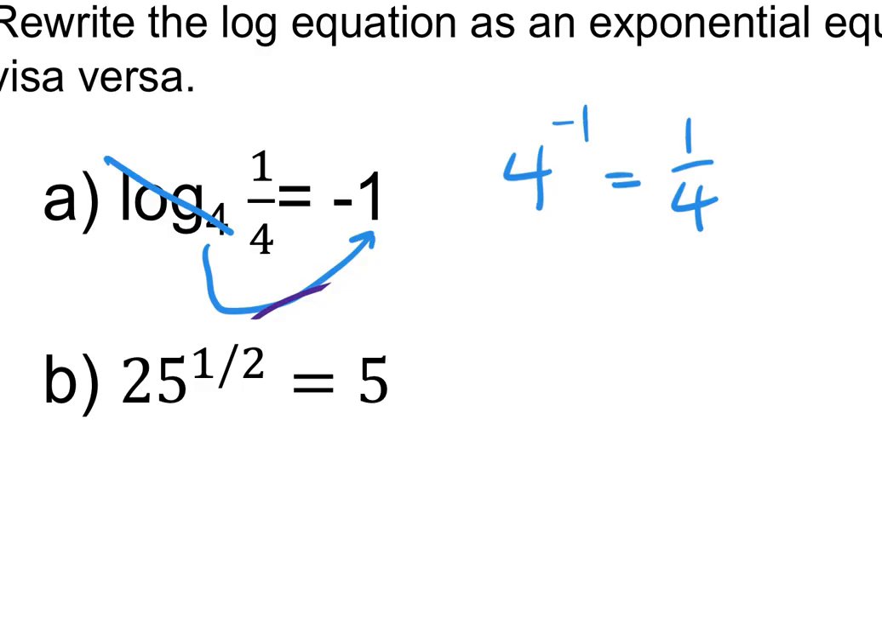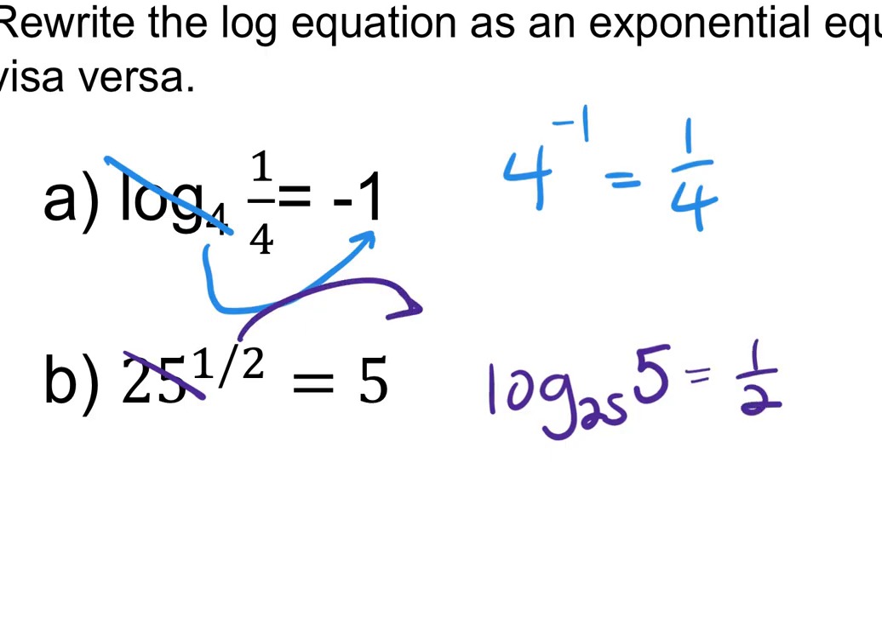For B, what becomes the base on the log? 25. So log base 25, this is now gone. I bring the 5 to meet it, and I bump the 1/2 to the other side. So again, the pairing always splits up. So log base 25 of 5 is 1/2.